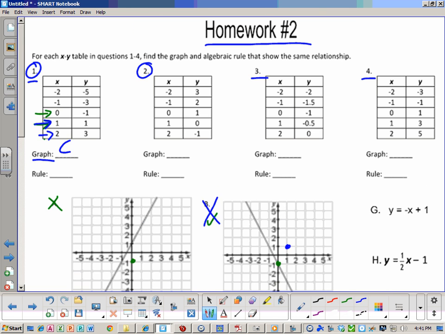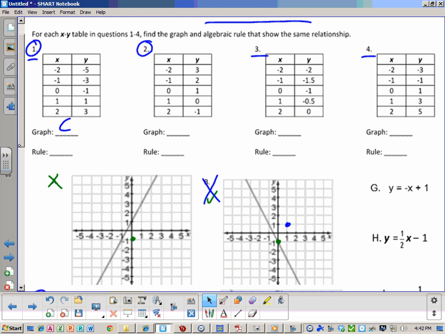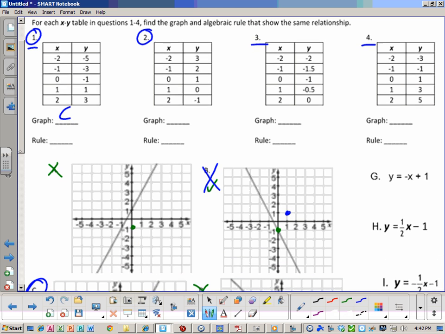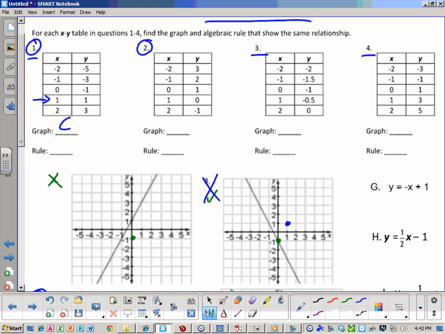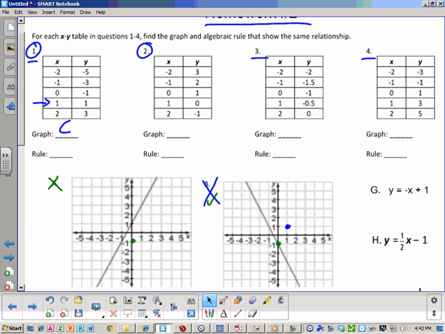Very good. C. Now, when it asks you for the rule, at the bottom where it says rule, that really just means a function. Does it have a function that goes along with it? Well, I'm going to use the point again. Let's use 1, 1. I had some good luck with that one in this last one. So the rule is the equation part, right? When you see rule, just remember it basically means the equation. What is the rule, the equation, for problem number 1?